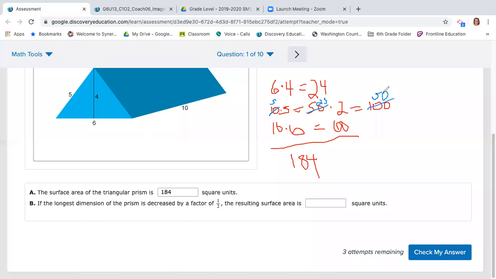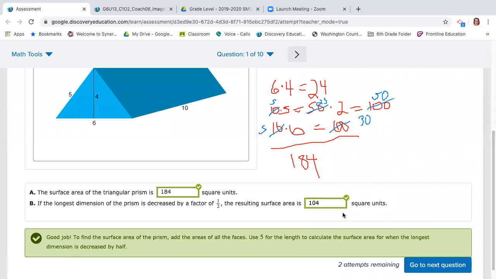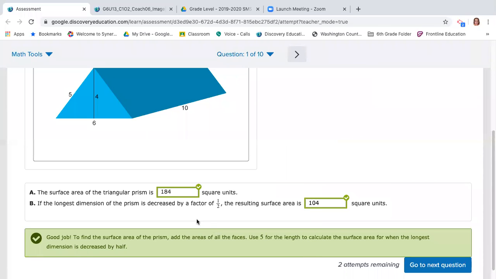So I'm changing the second question to blue. And instead of a 10, this is a 5, and cutting 60 in half is 30. So again, we're going to add up 24, that does not change, 50 and 30. And when we do that, we now get 104. So we're going to check my answer, and we see that we are completely correct. So that is the answer for question number 1. Let's go ahead and go on to question 3.